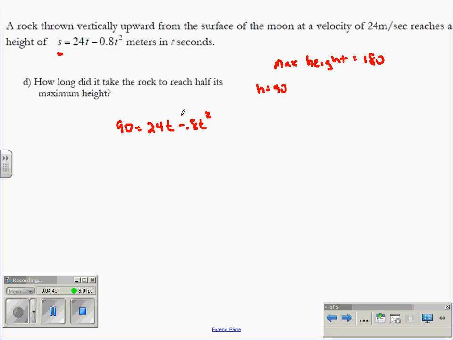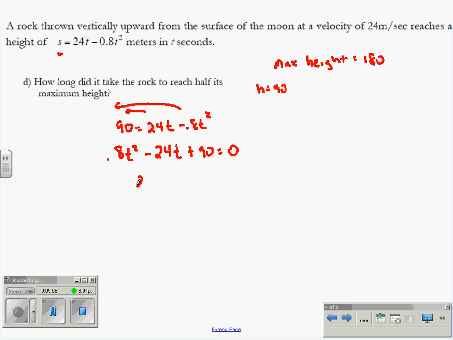So what I'm going to do is move the 0.8 over here and move the 24 over here also. So I get 0.8t squared minus 24t plus 90 equals 0. And now I'm going to factor that. Well, I can't factor it, but I'm going to solve it. The only way I can solve it is using the quadratic formula.